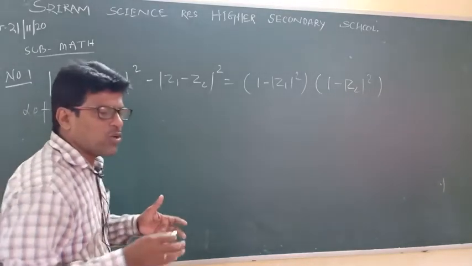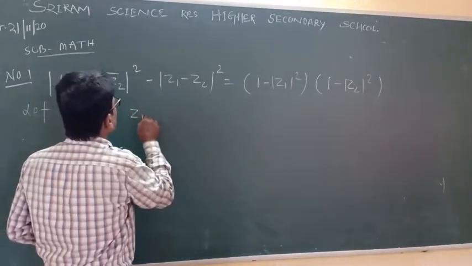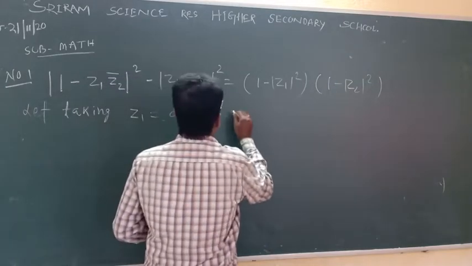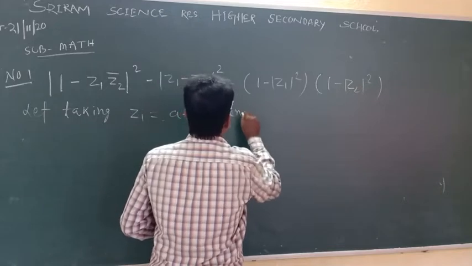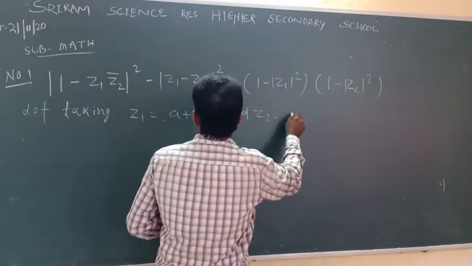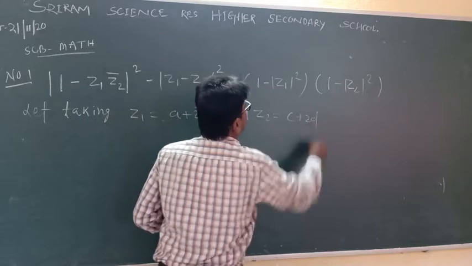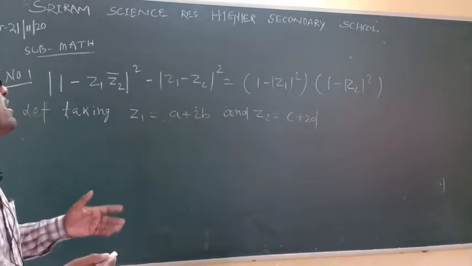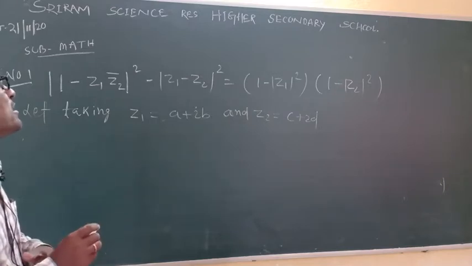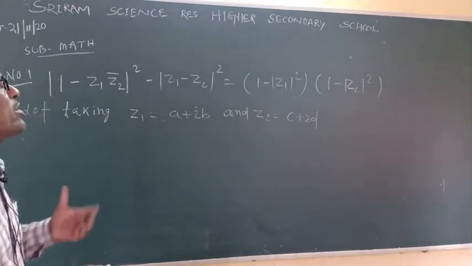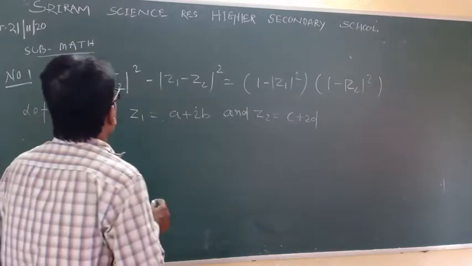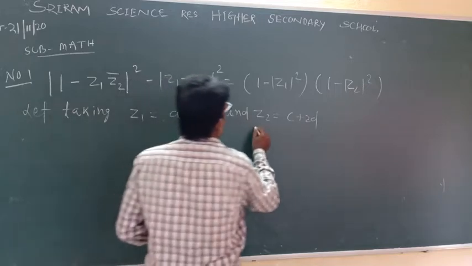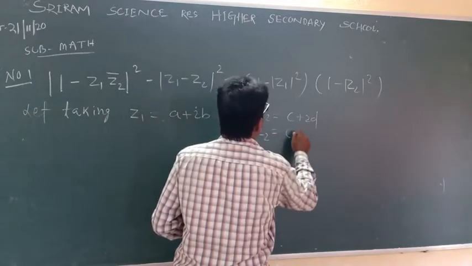Z1 is a complex number, no doubt. So taking Z1 is equal to A plus IB and Z2 is equal to C plus ID, two different complex numbers, and A not equal to C and B not equal to D. That's all. Okay, now we need the conjugate of Z2. So the conjugate of Z2 is equal to C minus ID.